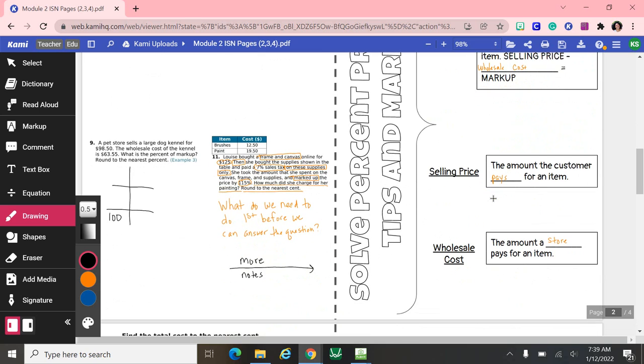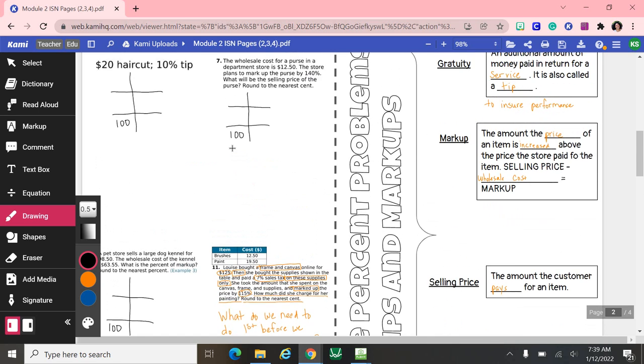Selling price is the amount the customer pays for an item. Wholesale cost, the amount a store pays for an item. So when we're solving these percent problems, tips and markups are things that we are typically adding to the original cost if we are marking it up.